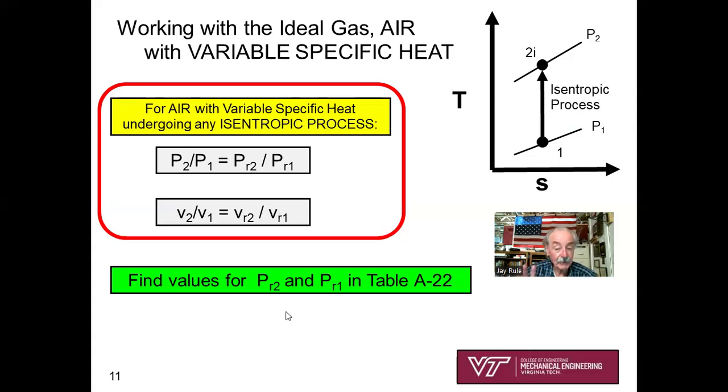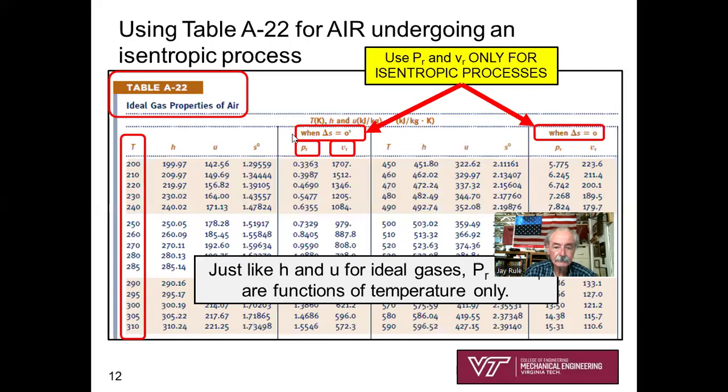What I want to do is show you a screenshot of table A22 to get you a little more familiar with dealing with this PR business. That's going to be some of the first homework problems you have, where the pressure ratio is known, you're given that it's an isentropic process, and you're given that it's air with variable specific heat. So here's a screenshot of table A22, and let me try to get you somewhat comfortable here.